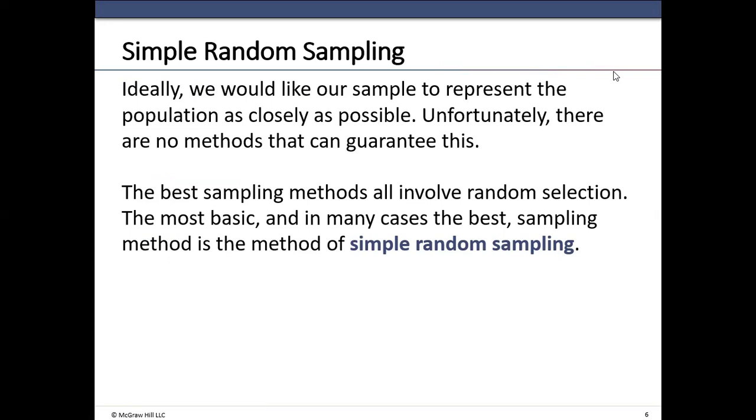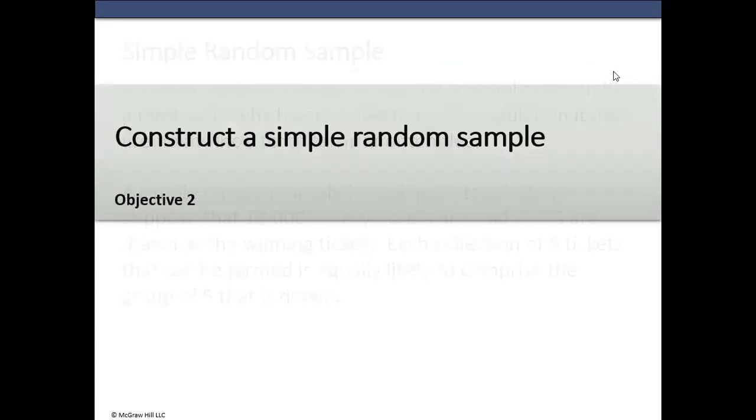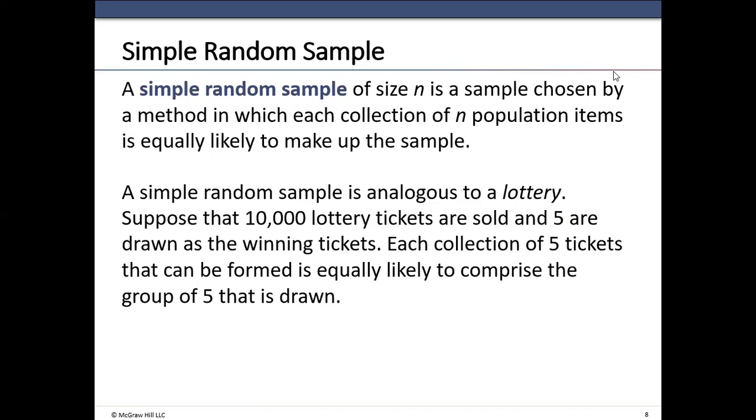Okay. The best sampling methods all involve random selection. Random means without any order, without any preference. The most basic and in many cases the best sampling method is the method of simple random sampling. A simple random sample of size n is a sample chosen by a method in which each collection of n population items is equally likely to make up the sample. What do they mean by this definition?